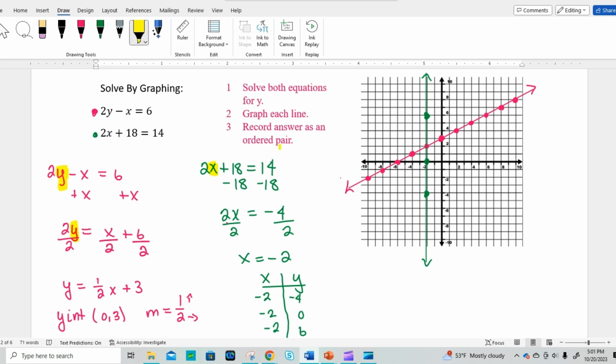And again, I'm going to find my intersection point the same way that I did before. I'm just going to see where those two lines cross, and I'm going to report that as an ordered pair. So in this case, it is -2, +2.